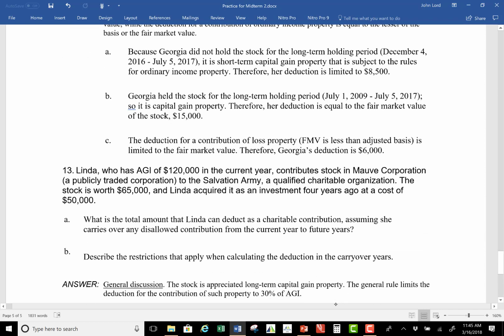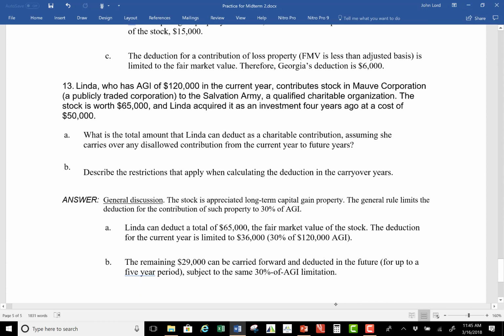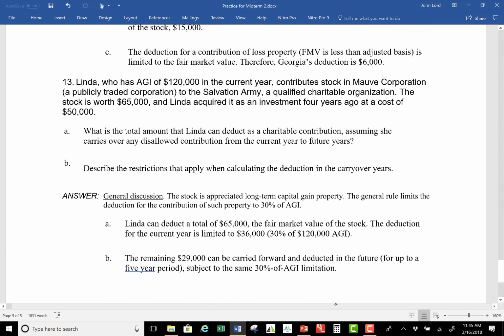Okay, good. So we're on 13 now. No question there. Linda, who has AGI of 120,000 in the current year, contributes stock in this corporation, a publicly traded corporation, to the Salvation Army, a qualified charitable organization. So this is a 50% organization, right?